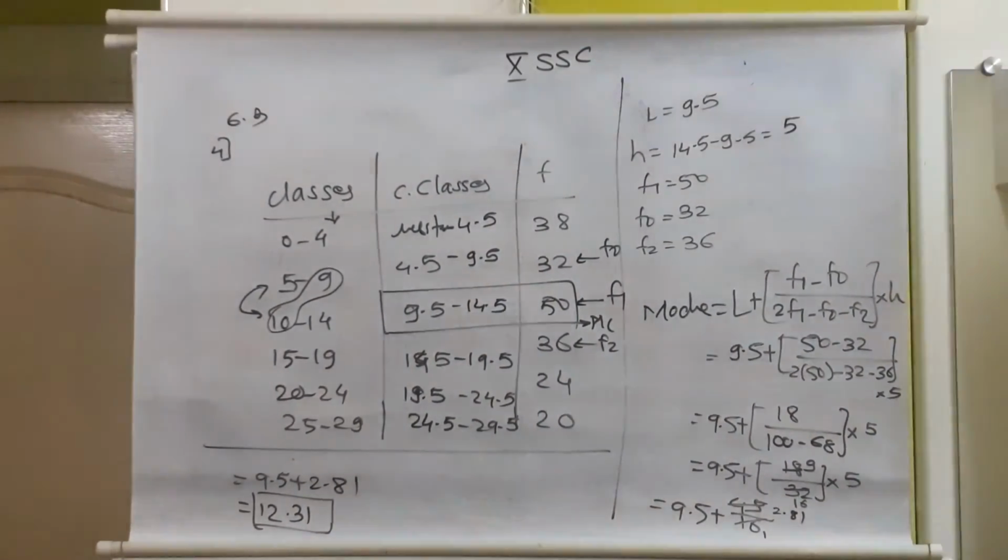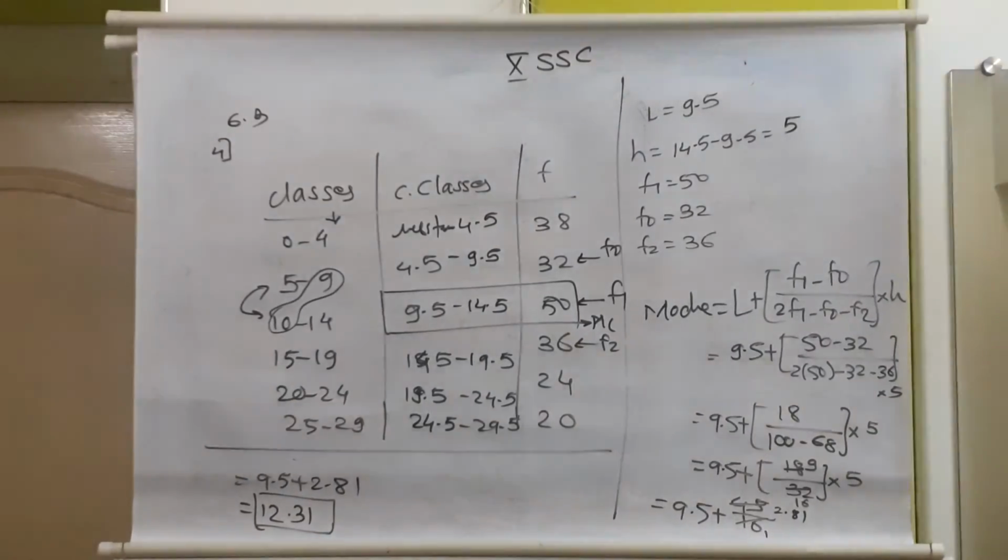The question was related to age. Find the mode of ages of the patients. So the mode here is 12.31, and as it is age it will be in years. So the answer is 12.31 years for question number 4.